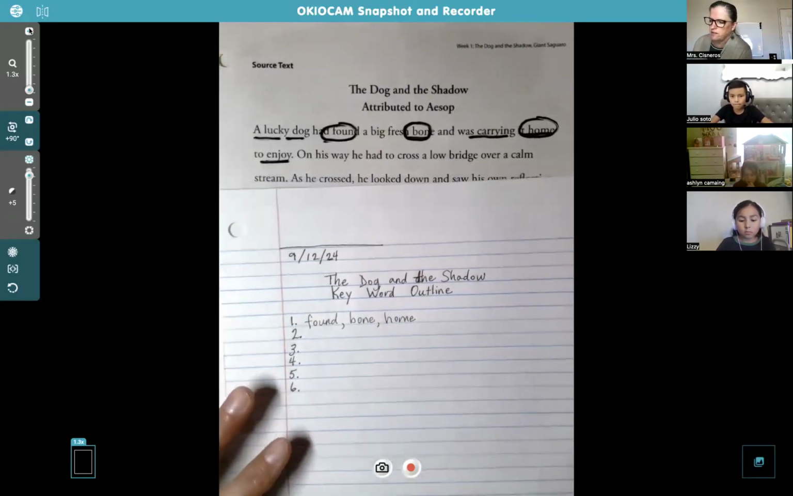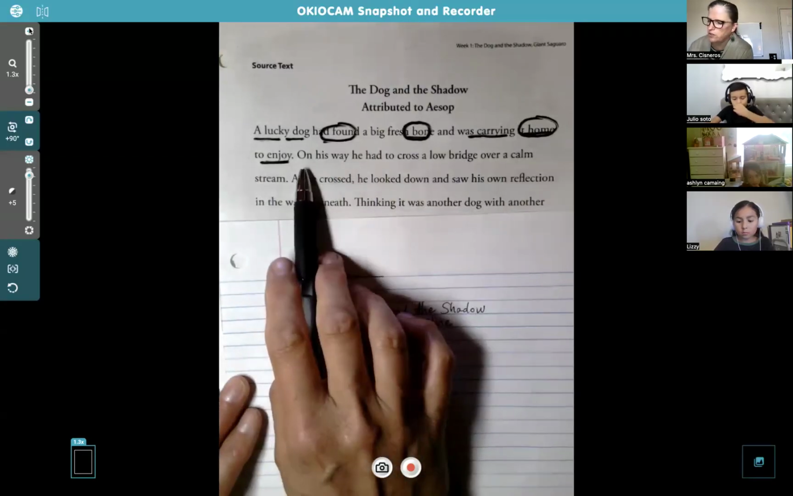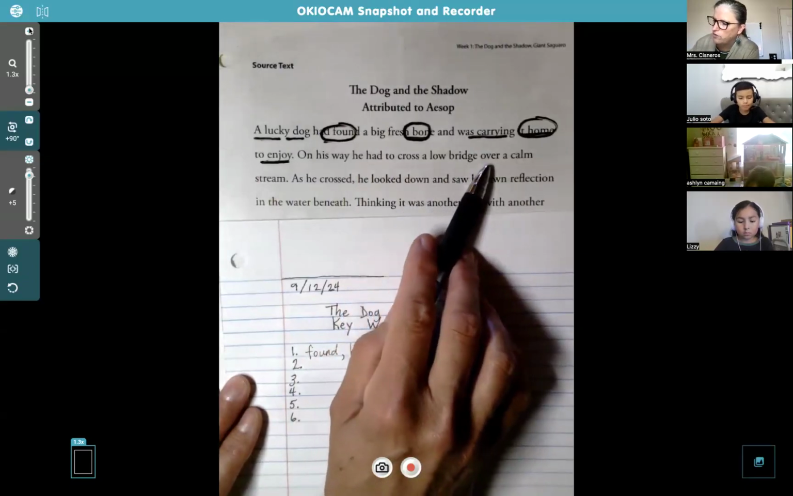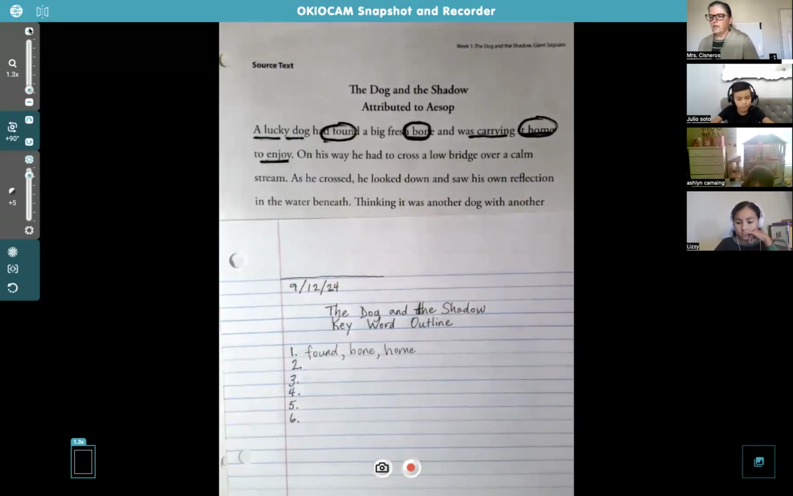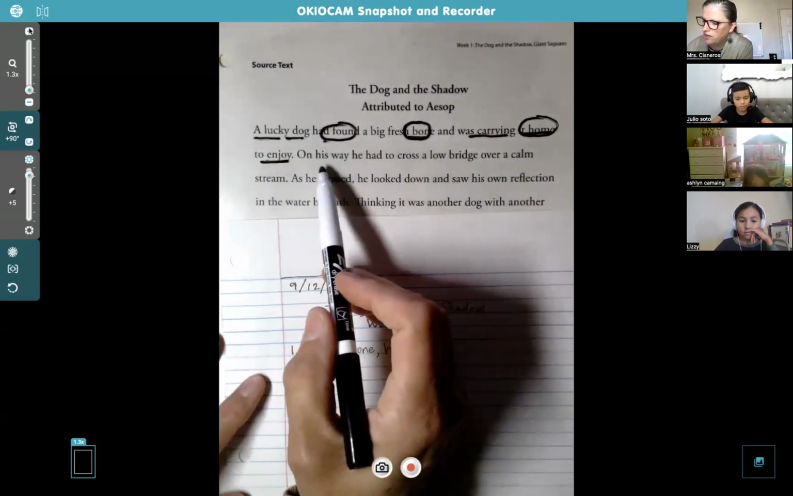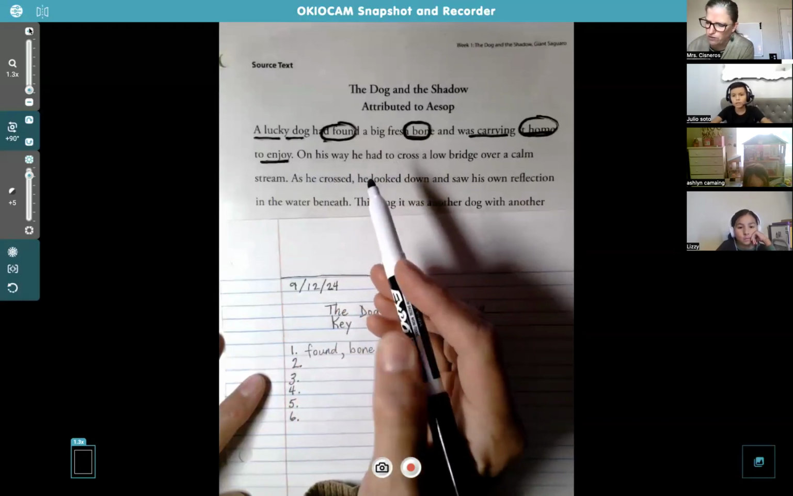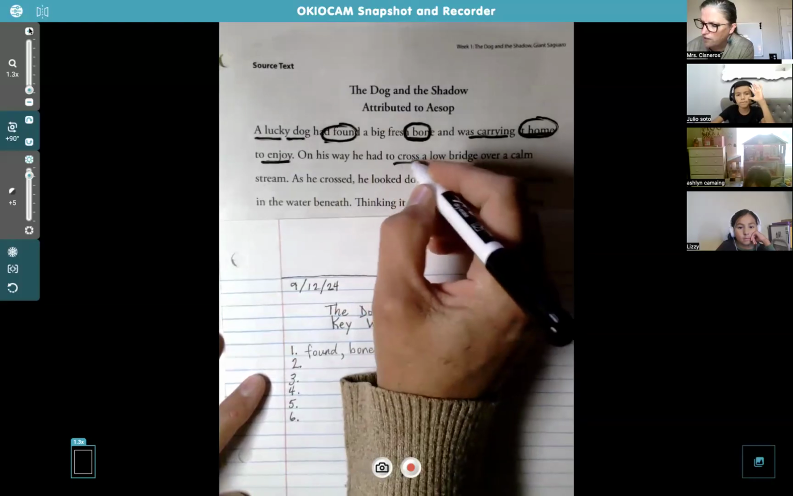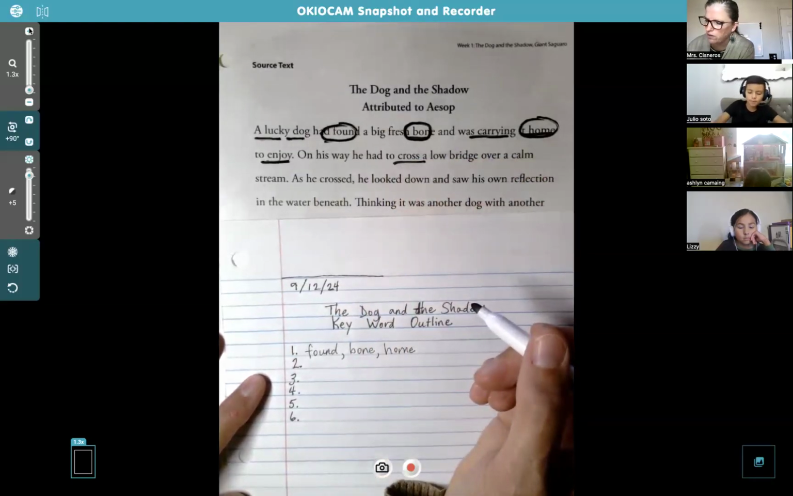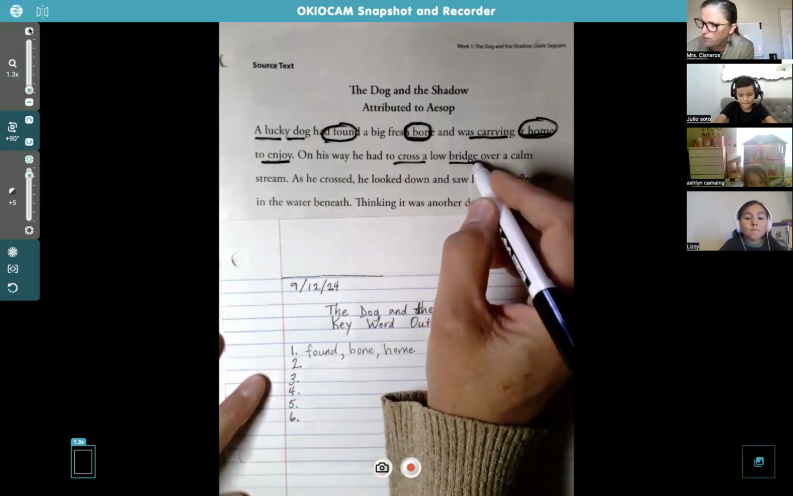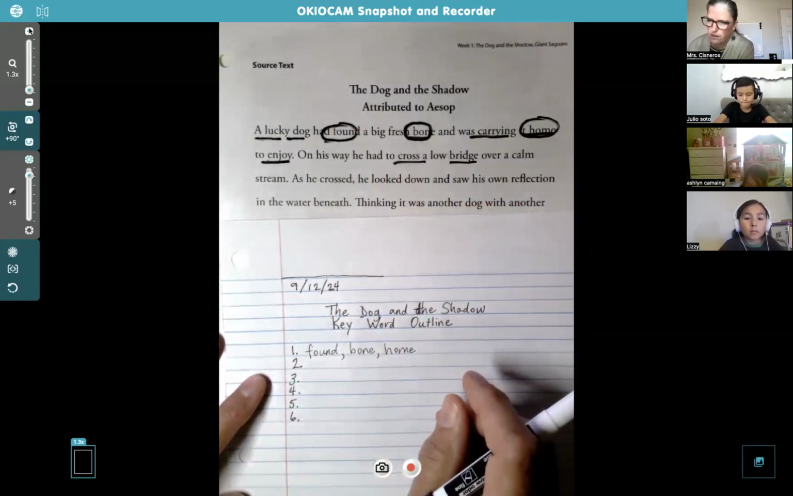Let's look at the second sentence. The second sentence, number 2, starts here. On his way, he had to cross a low bridge over a calm stream. Let's look for those keywords. At the beginning, it says on his way, he had to. All of those are not keywords, right? Those are just kind of filler words. Cross is a good word. That's a keyword. I don't really need low, but I know I need bridge. Definitely need bridge. That's an important word in the sentence.